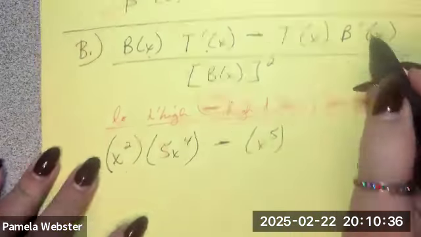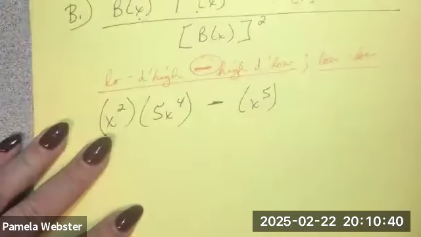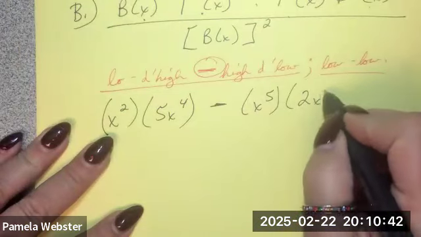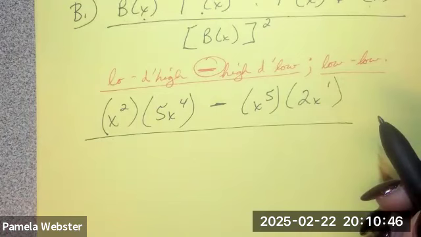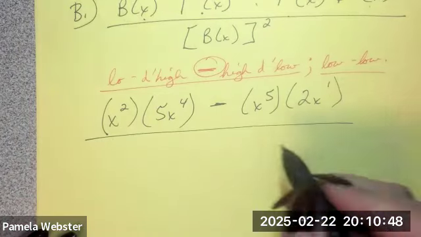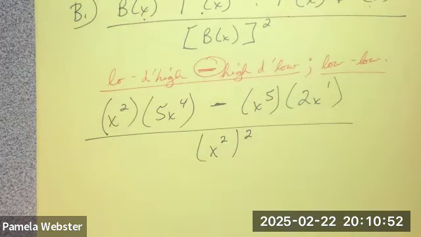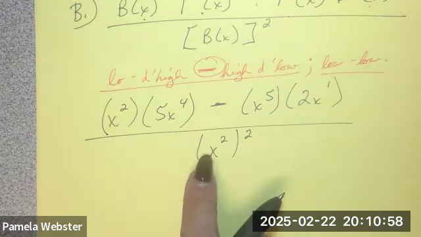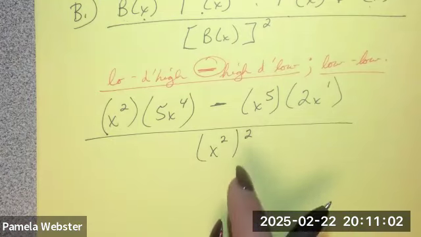times the derivative of the bottom guy. Well, here's my bottom guy, x squared. His derivative is going to be 2x to the first. We don't care about the x to the first. And then the bottom squared is just x squared squared. Okay. We're just going to leave it like that. And a lot of times, this one's not so bad, x squared squared. We can make that into x to the fourth.